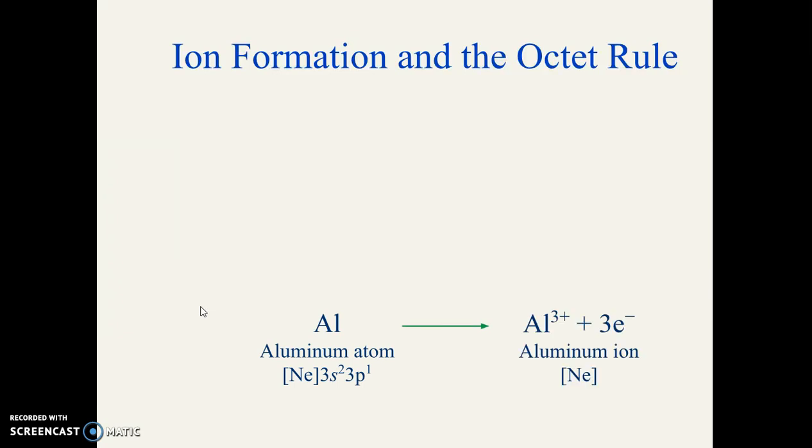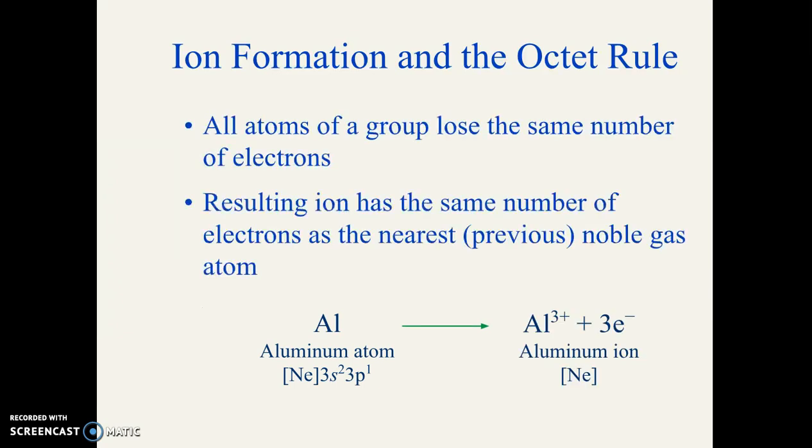So ion formation and the octet rule. All atoms of a group lose the same number of electrons. This is what makes the periodic table so awesome. Everything in the same column behaves the same way. So everything in column 1 has 1 valence electron, and it all wants to lose that 1 valence electron. So it's going to result in an oxidation number of 1+. Everything in column 2 wants to lose those 2 valence electrons, and it forms a 2+ ion.